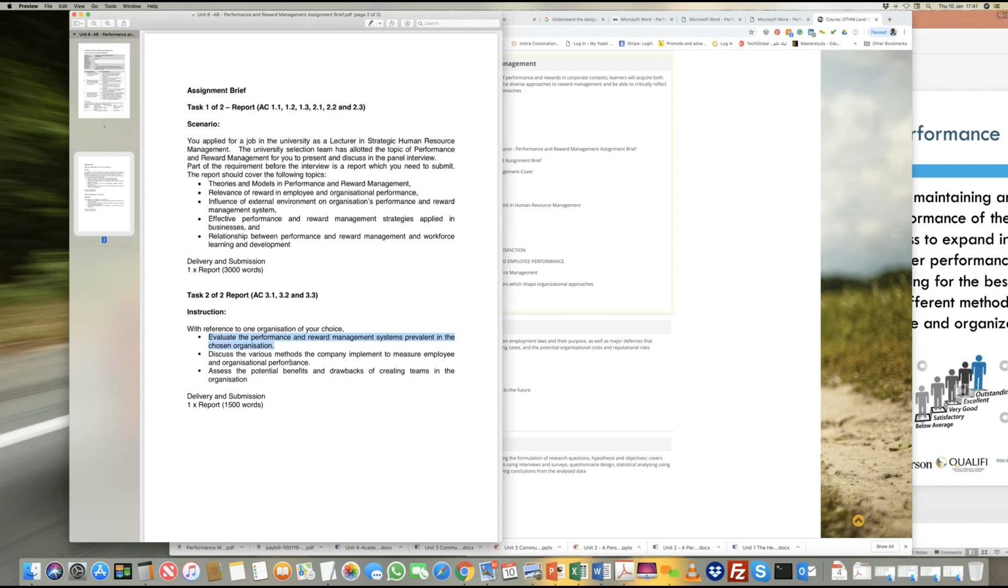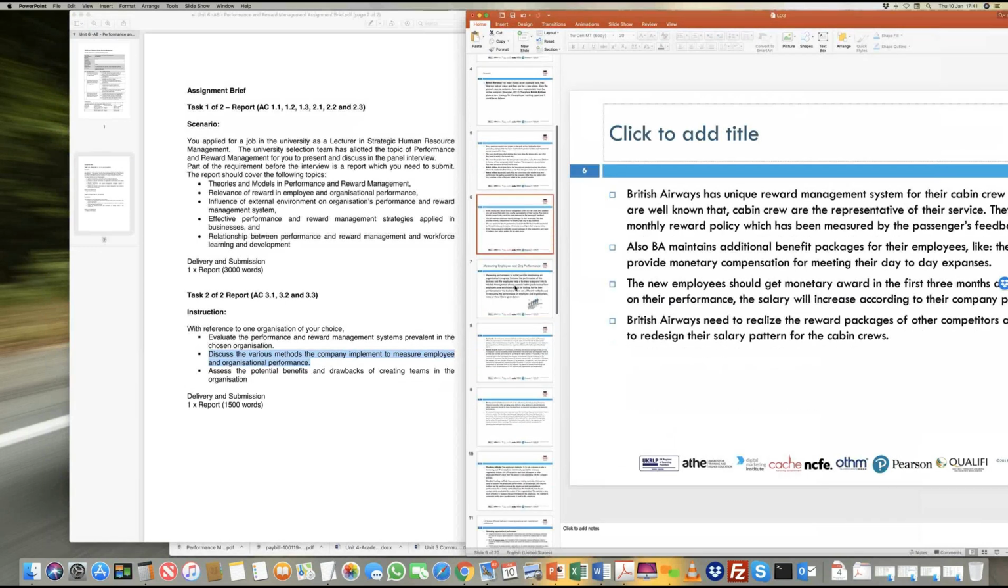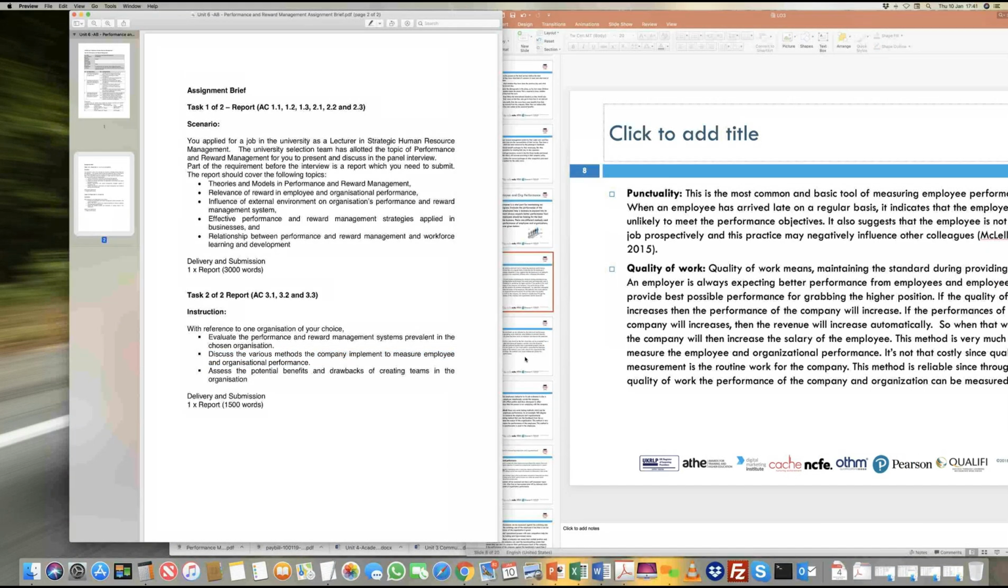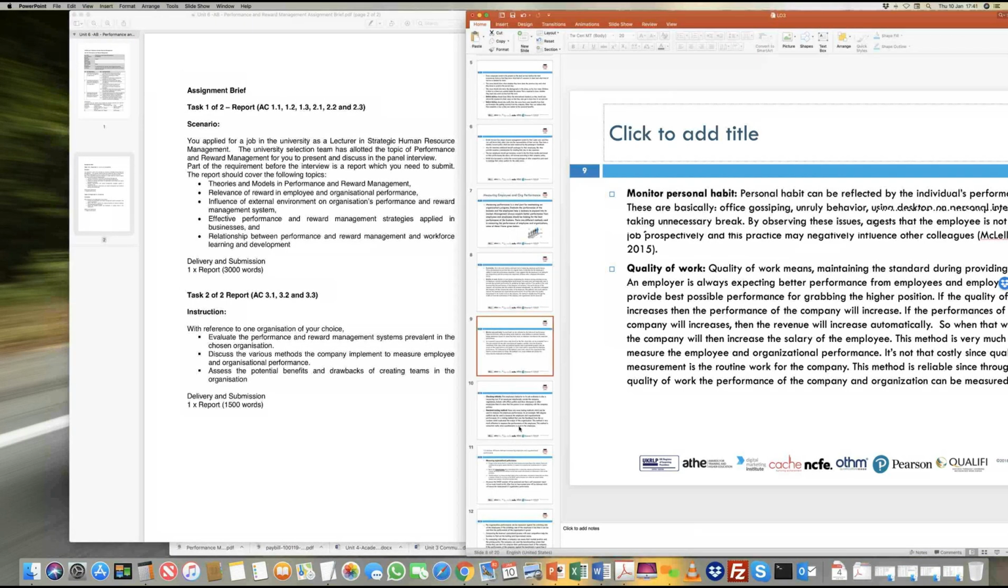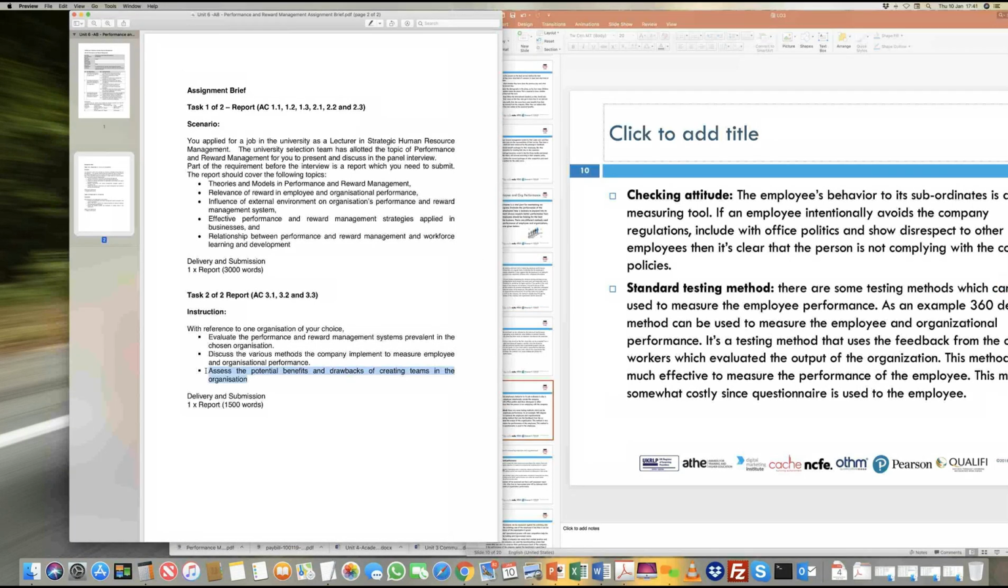Okay, and the second part of that would be to discuss various methods of how companies implement employee measurement and organizational performance. We discussed a few factors like punctuality, attitude, behavior, and quality of work being delivered. These are going to be the various methods. Basically, the standard testing technique, 360-degree appraisal, and balanced scorecard are going to come here. And last but not the least, we are going to assess the potential drawbacks of creating team-based reward systems. We've discussed some advantages and some drawbacks, and that is what you need to put across in a table here. Is that okay?